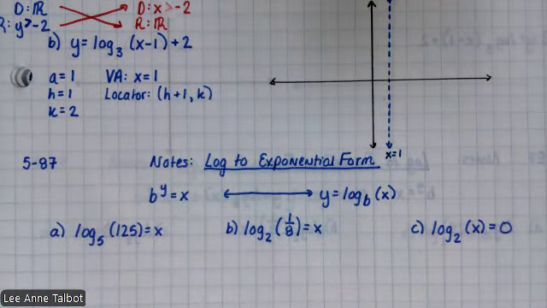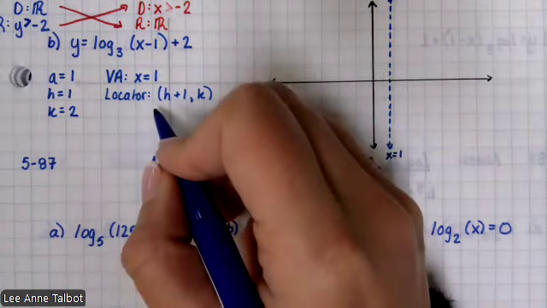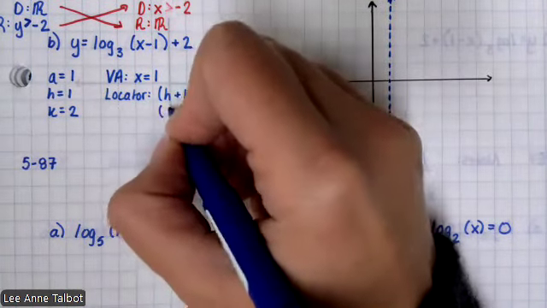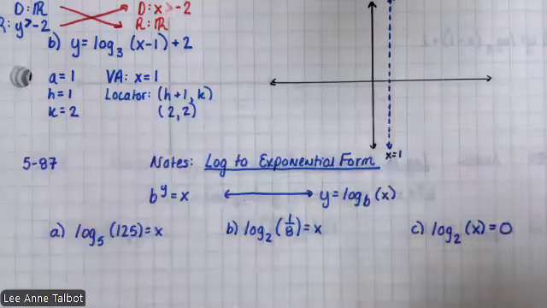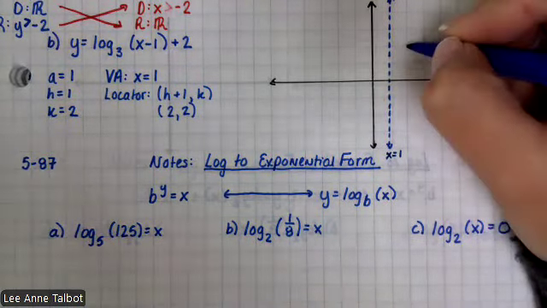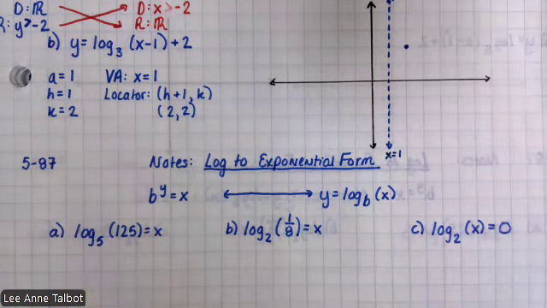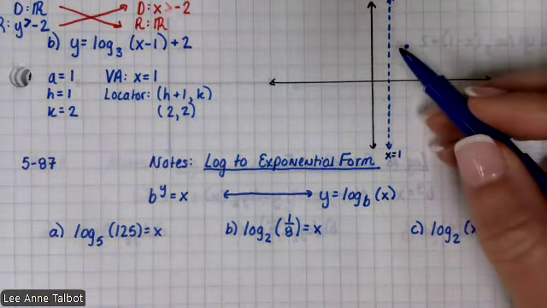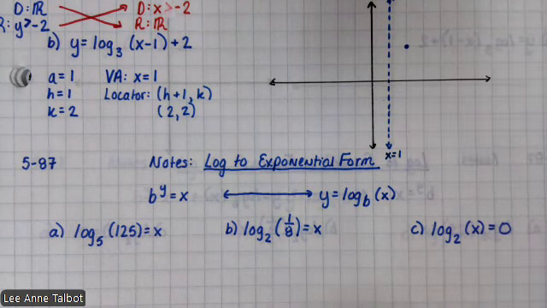Okay, reminder from yesterday, locator point is not HK, because that's actually on the dash line. So you gotta bump it one over. So what would my locator point be? Perfect, 1 plus 1 comma 2. So instead of being 1, 2, it's 2, 2. And you can literally go to HK and then bump yourself one box over.